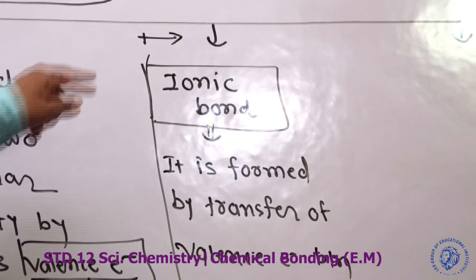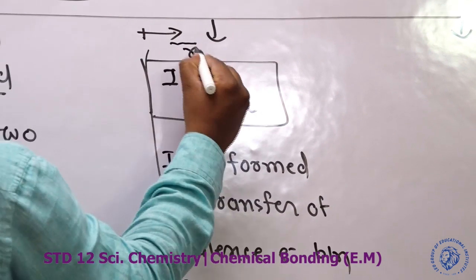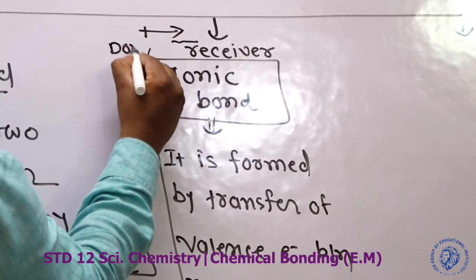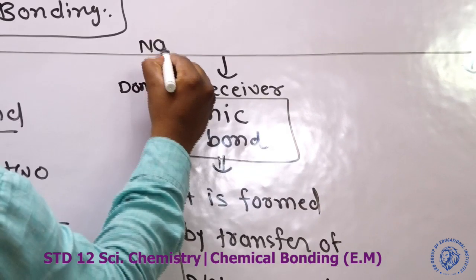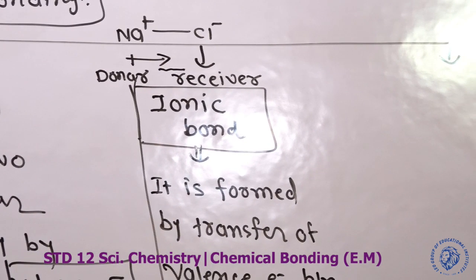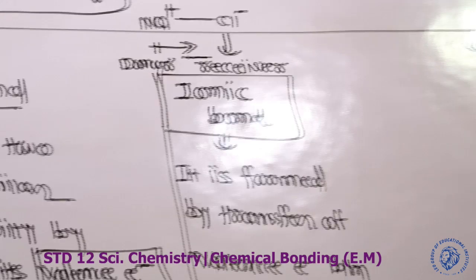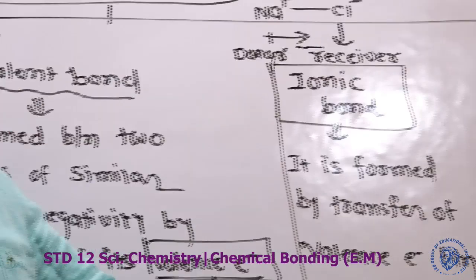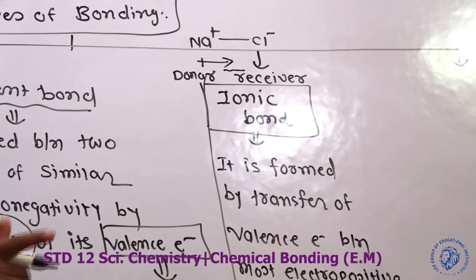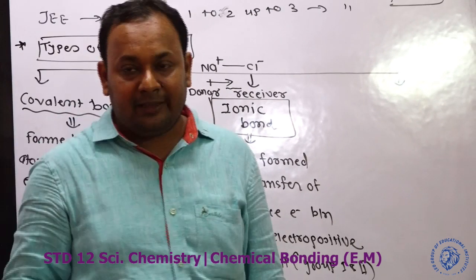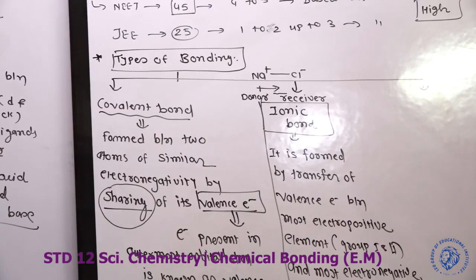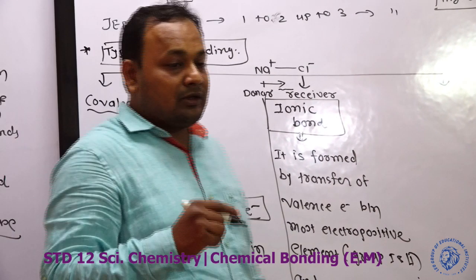Tail head towards the receiver and this cross at the donor. Example, Na plus Cl minus. All ionic bonds, clear, are between group 1 and group 2 or group 16 and 17. Ionic compounds normally possess higher melting point or boiling point as compared to covalent compounds or polar compounds that we already studied, in a solid state.